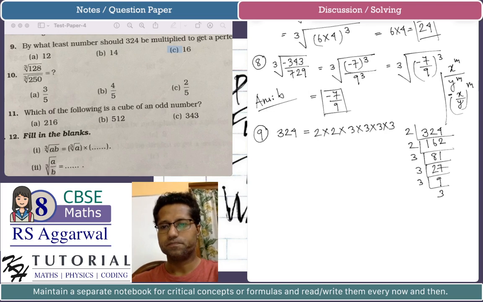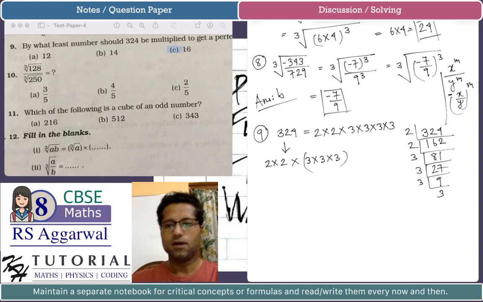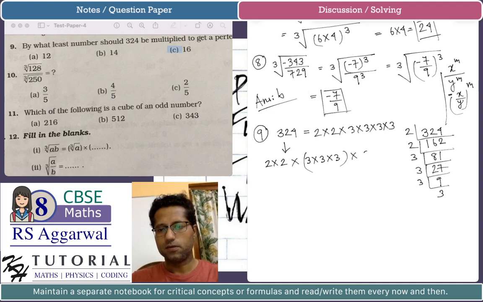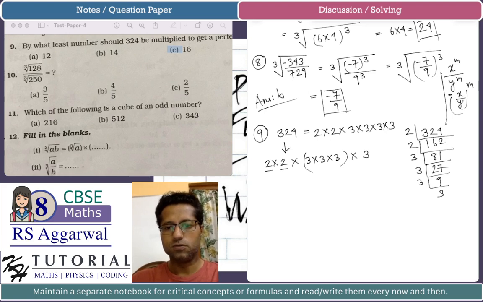Now from the prime factorization we have to create the triplets of equal factors. And we can see that the 2 into 2 is not forming any triplet, so leave it. And from the four 3s we can create one triplet, that is 3 into 3 into 3 becomes one triplet. I'm grouping the triplet inside a bracket, and we are left with 3. So the factors 2, 2 and 3 are not part of any triplet.